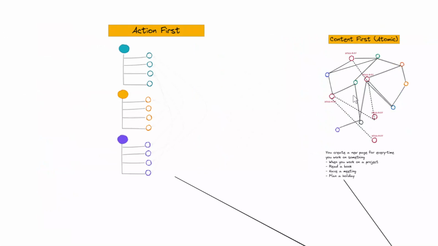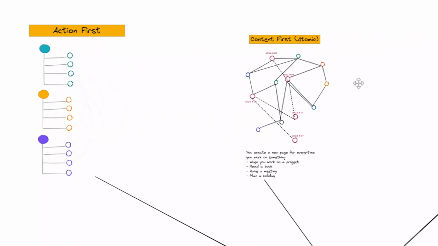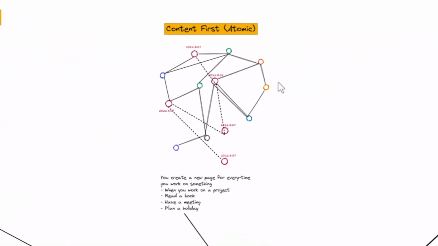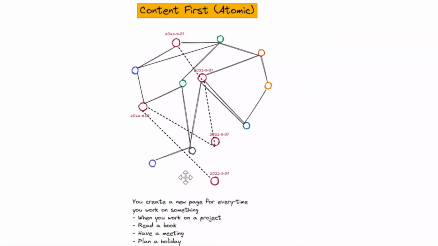The next PKM style that he talks about is content first or atomic. And this is you create a new page every time you work on something. So the different colors, except for the red one, which is the daily note, represents a general topic. So let's assume that the orange colored ones are pages on books. So when you read a book, you create a page, and you can have some linking between these pages by having a hashtag or just a metadata field that says books, and that's how you know they are related to each other. But there's no single place you can see all the book notes you've taken.